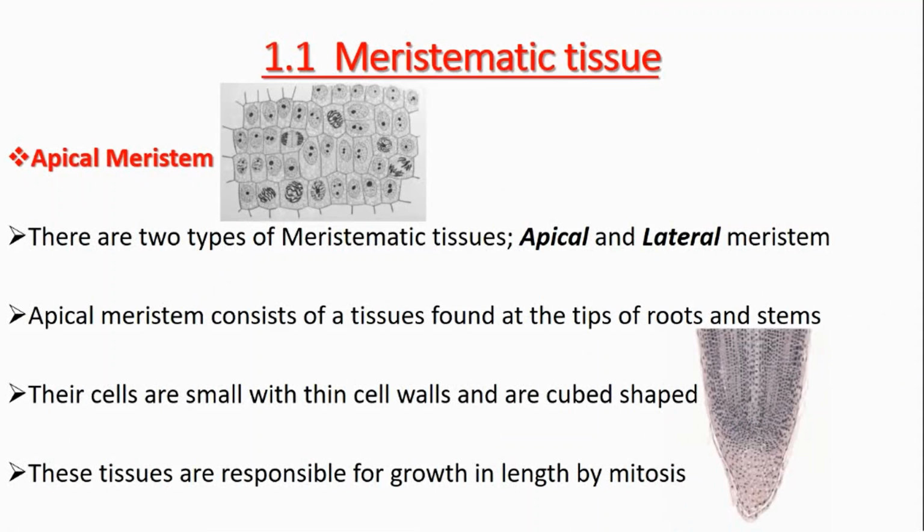So let us now look at meristematic tissue, starting off with apical meristem. There are two types of meristematic tissue, apical and lateral meristem. Apical meristem consists of tissues found in the tips of the roots and stems. Their cells are small with thin cell wall and a cubed shape. These tissues are responsible for growth in length by mitosis. So as you can see, they are found in the tips of the roots and they allow the roots to grow longer by mitosis.